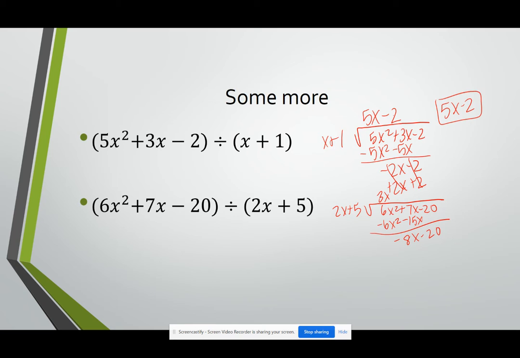To get 2x to be 8x, we'd multiply it by negative 4. So this gives me plus 8x, because we're doing minus the negative. Negative 4 times 5 is negative 20, so minus the negative gives me a plus. And my final answer would be 3x minus 4.